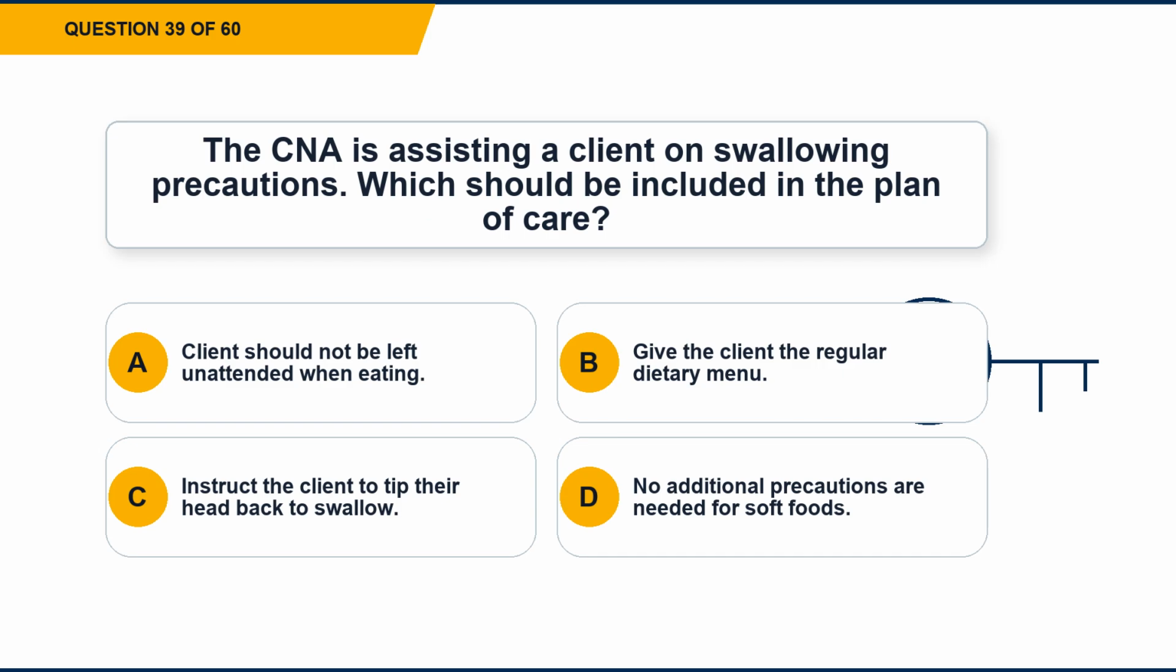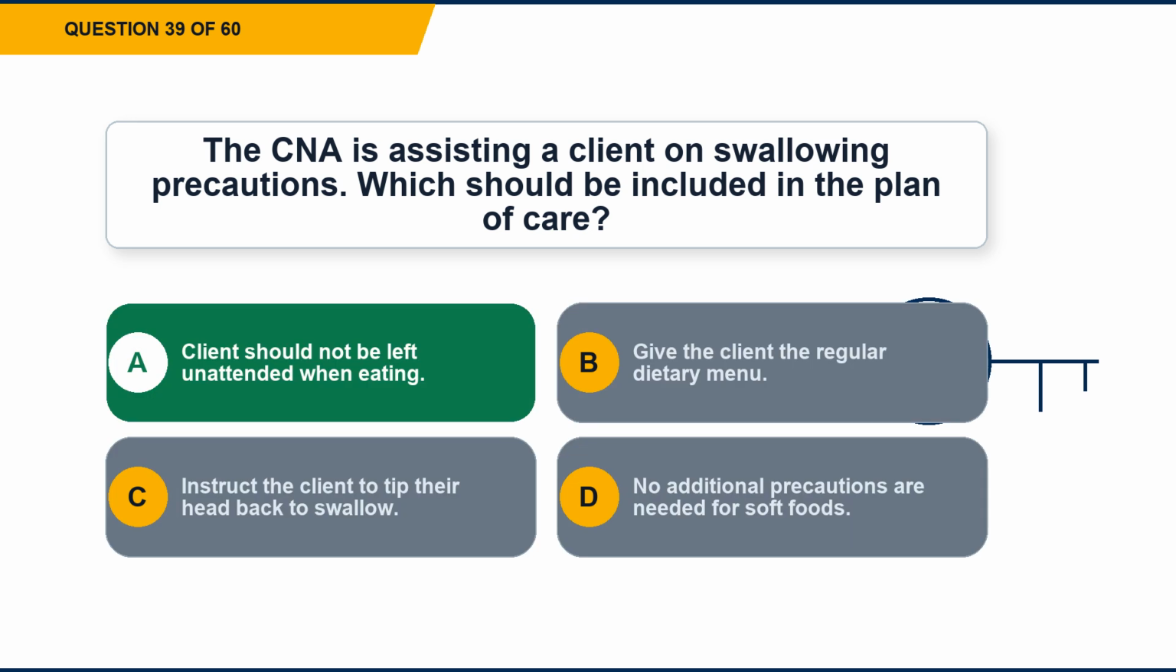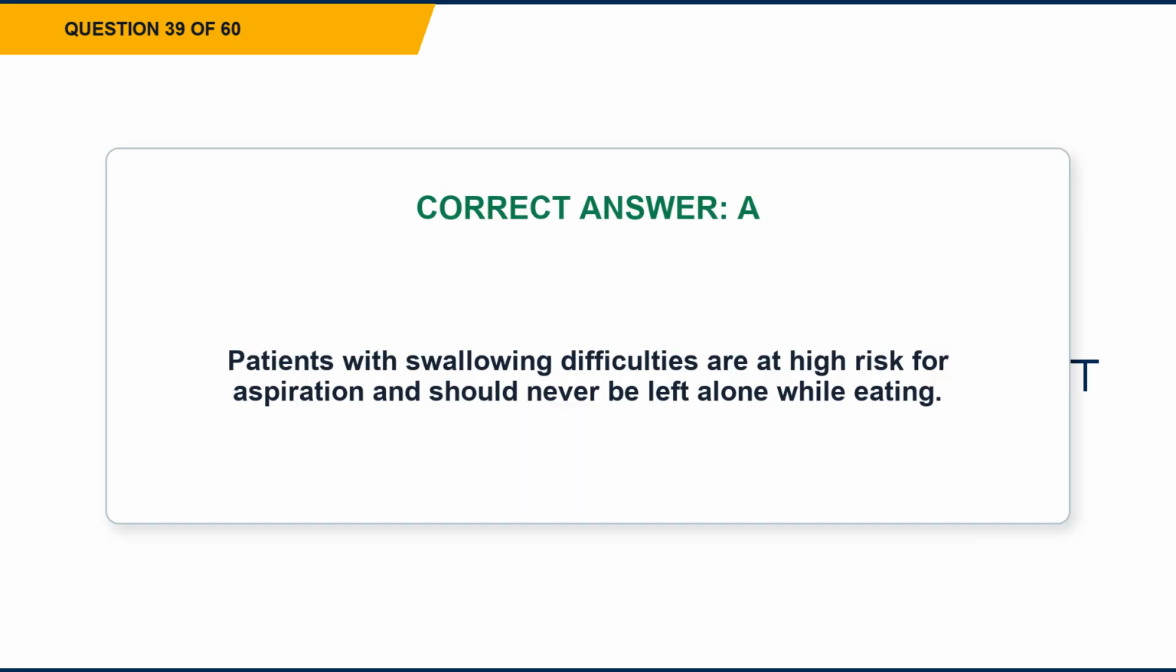Question 39. The CNA is assisting a client on swallowing precautions. Which should be included in the plan of care? Option A, client should not be left unattended when eating. Option B, give the client the regular dietary menu. Option C, instruct the client to tip their head back to swallow. Option D, no additional precautions are needed for soft foods. The correct answer is option A, client should not be left unattended when eating. Explanation. Patients with swallowing difficulties are at high risk for aspiration and should never be left alone while eating.